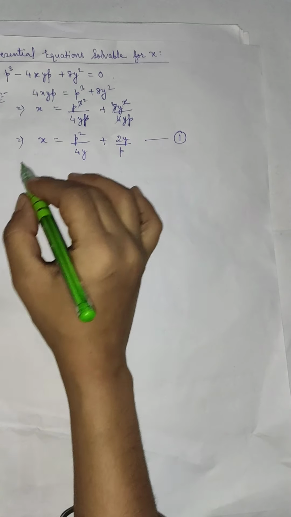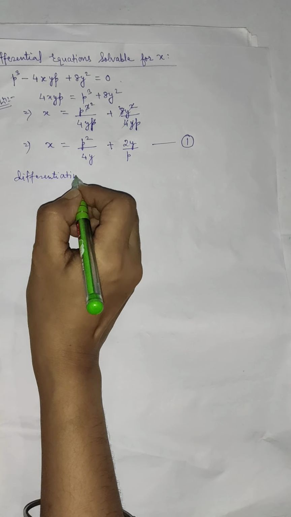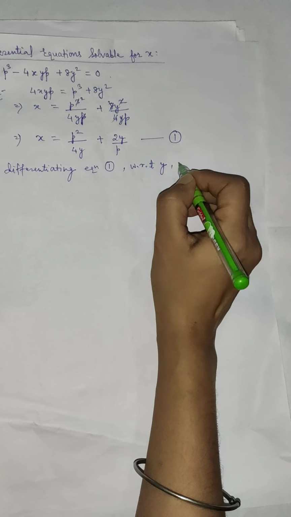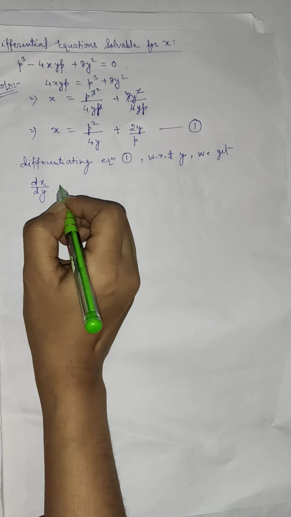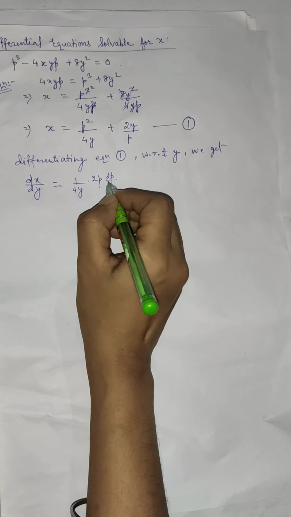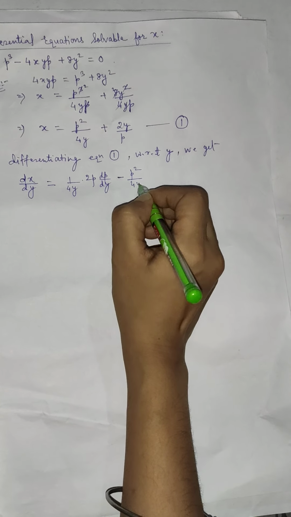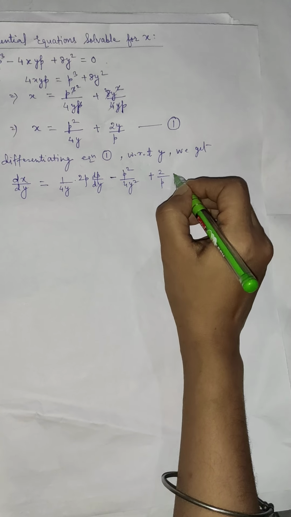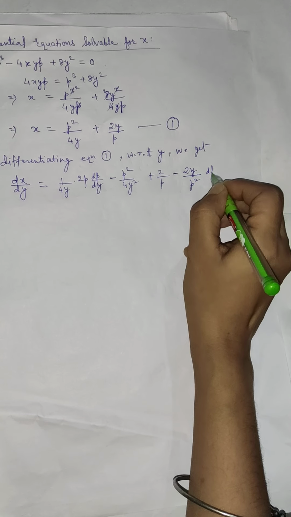Then we need to differentiate equation 1 with respect to y. So differentiating equation 1 with respect to y, we get dx by dy is equal to 1 by 4y 2p dp by dy minus p square by 4y square plus 2 by p minus 2y by p square dp by dy.